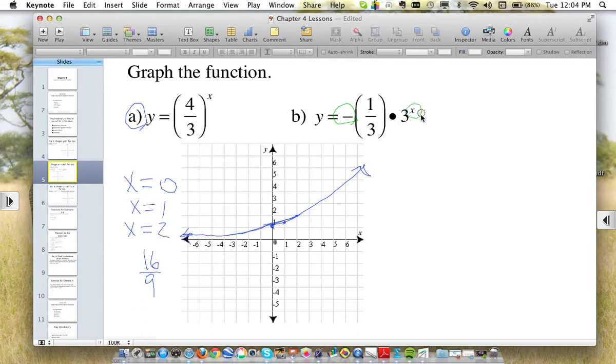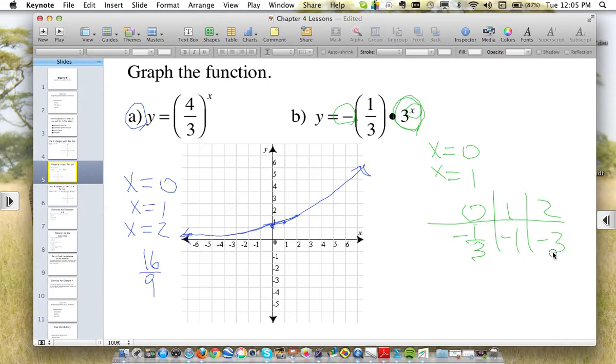Let's go ahead and still focus on x equaling 0 and x equaling 1. We're going to do this as a table. So we already know that if x is equal to 0, that means 3 to the 0 is 1. 1 times negative 1/3 would be negative 1/3. If x is equal to 1, then 3 to the first power would be 3. Negative 1/3 times 3 would be negative 1. So that gives me 2 points to work with. If you want to figure it out for x equals 2, that's fine. 3 squared is 9. Negative 1/3 times 9 would be negative 3.